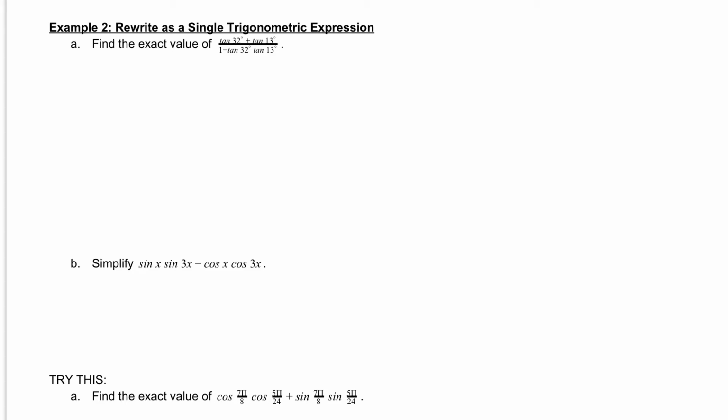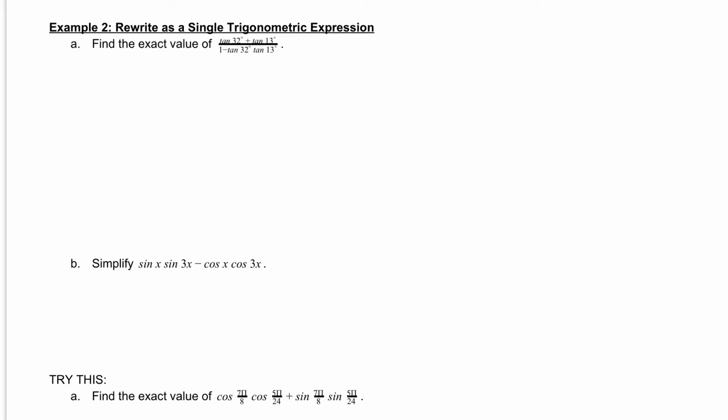In example 2, we want to rewrite as a single trig expression. So we want to find the exact value of the tangent of 32 degrees plus the tangent of 13 degrees over 1 minus the tangent of 32 degrees times the tangent of 13 degrees. The first thing we have to do is figure out, is this a sum formula or a difference formula? So let's take note, we have a plus sign on the top and a minus sign on the bottom.